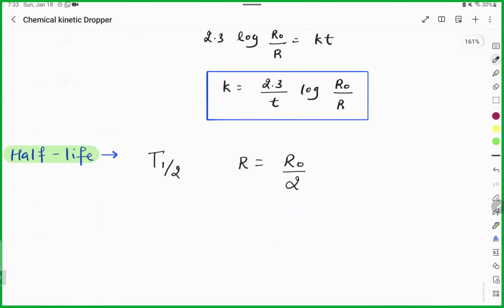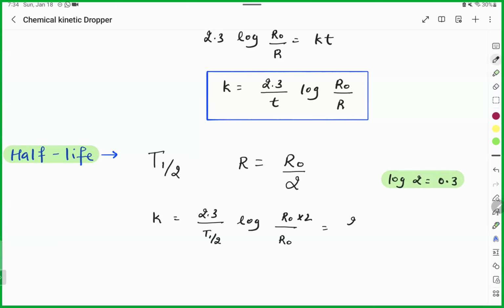R naught by 2. So if you calculate K is equal to 2.303, time is half lifetime, log R naught value is R naught and R value is R naught by 2. R naught cancel. Chandana, what is the log 2 value? 0.301. Log 2 is equal to 0.301. So it is 2.3 multiplied by 0.3 divided by half.